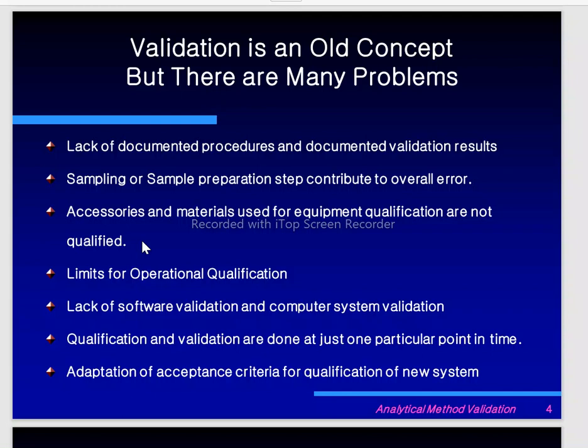Validation is an old concept, but there are many problems. What are the problems we face during analytical validation? Lack of documented procedure and documented validation results. Sampling or sample preparation steps contribute to overall error. Accessories and materials used for equipment qualification are not qualified. Limits for operational qualification. Lack of software validation and computer system validation. Qualification and validation are done at just one particular point in time. Adaptation of acceptance criteria for qualification of a new system.